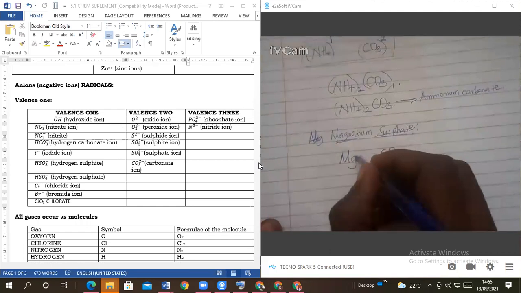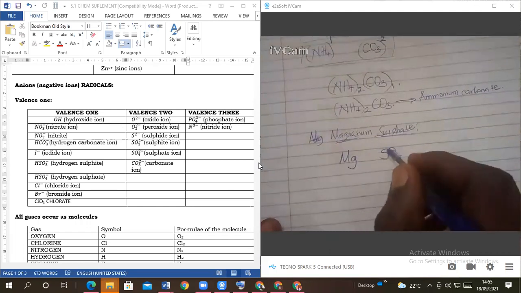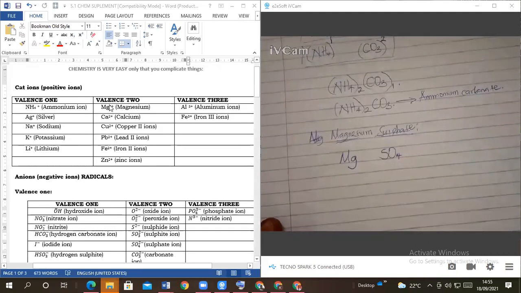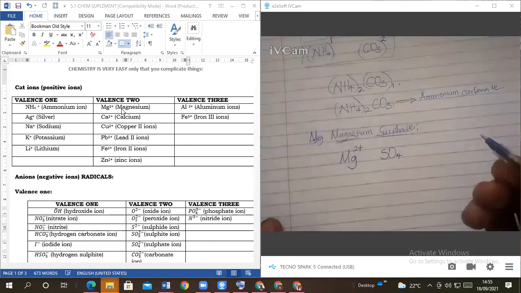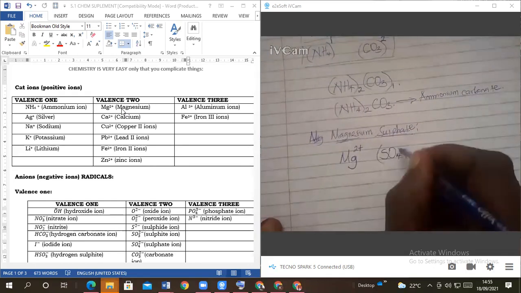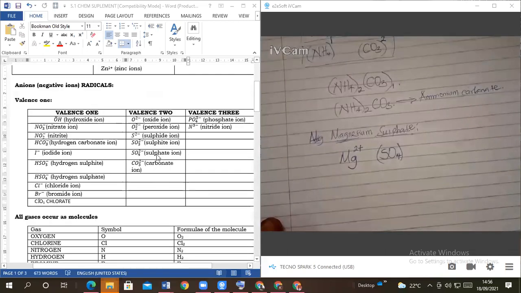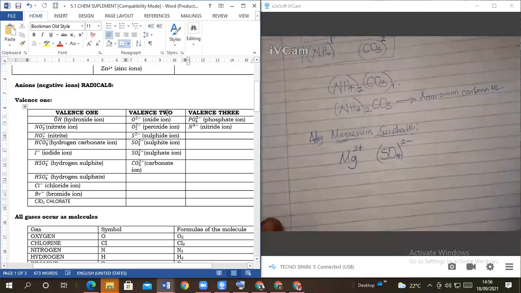What is the power, the valence, of magnesium? Go to the table and check. Where is magnesium? It is under valence 2, isn't it? So it becomes 2 plus, positive. Then the sulfate is also under valence 2, so it becomes 2 minus.